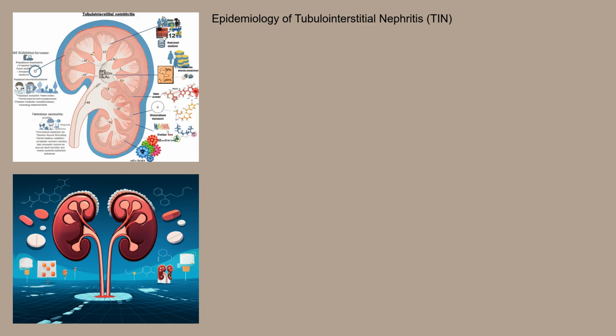Accurate data on the exact incidence and prevalence of tubulointerstitial nephritis is difficult to obtain. This is largely due to varying diagnostic criteria and the fact that many cases are mild and undiagnosed. However, drug-induced TIN is estimated to account for a significant portion of acute kidney injury cases seen in hospitals. The prevalence may also vary depending on the region and the use of specific medications within that population. Understanding the epidemiology is crucial for identifying risk factors and implementing preventative strategies.